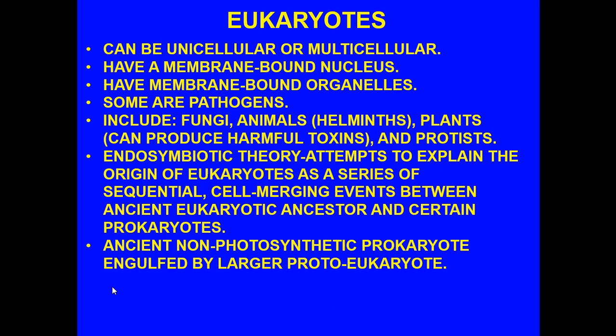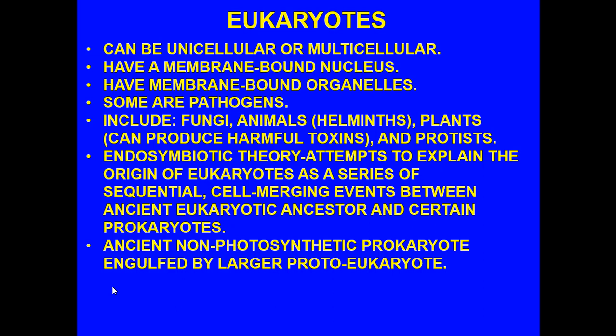Eukaryotes can be unicellular or multicellular. They all have a membrane-bound nucleus. They have membrane-bound organelles. Some are pathogenic, so they're pathogens, some of them. These include fungi, animals, particularly in the group of helminths, plants, and these can produce harmful toxins, and protists.